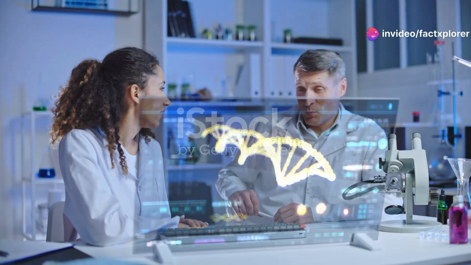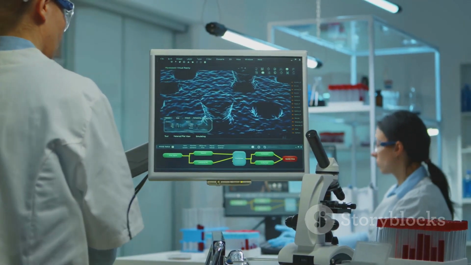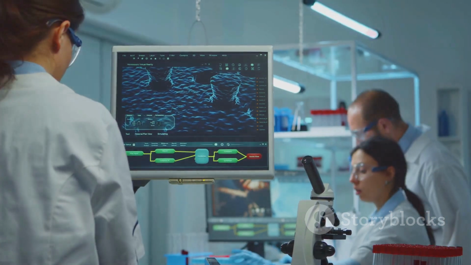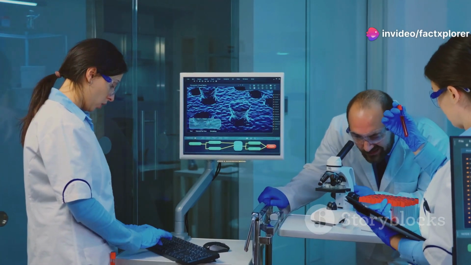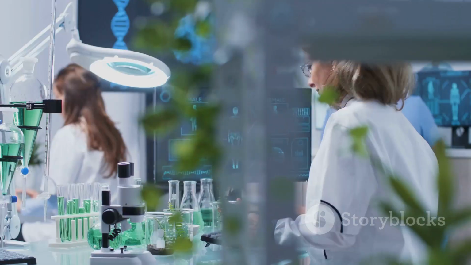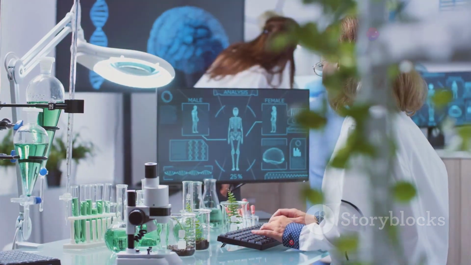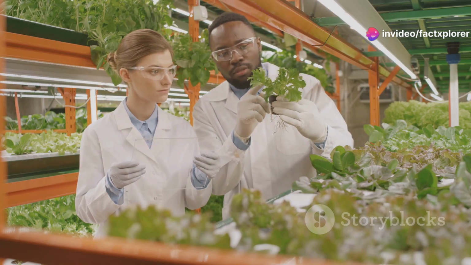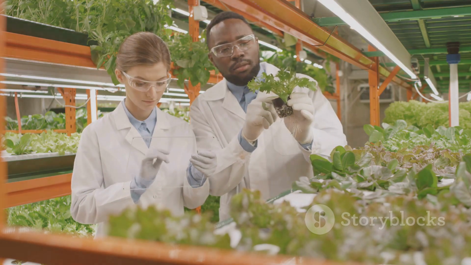Section 10. The future of genetic exploration. New discoveries await. Genetic research is a rapidly evolving field with the potential to revolutionize medicine, agriculture, conservation, and our understanding of life itself. As technology advances, we are gaining new tools to explore the intricacies of DNA and unlock its secrets. Scientists are developing new gene editing techniques that could one day allow us to correct genetic defects and cure diseases. In agriculture, researchers are using genetic engineering to develop crops that are more nutritious, resilient, and sustainable.